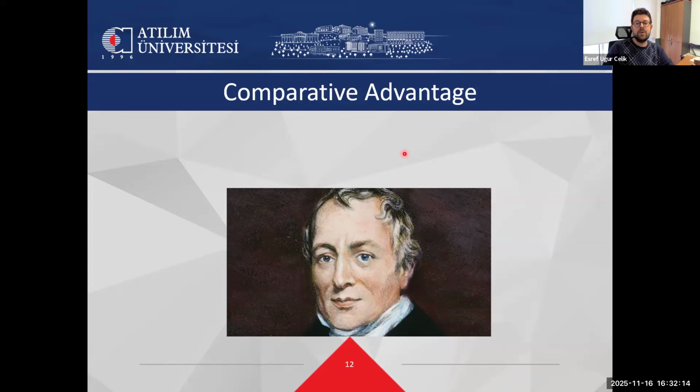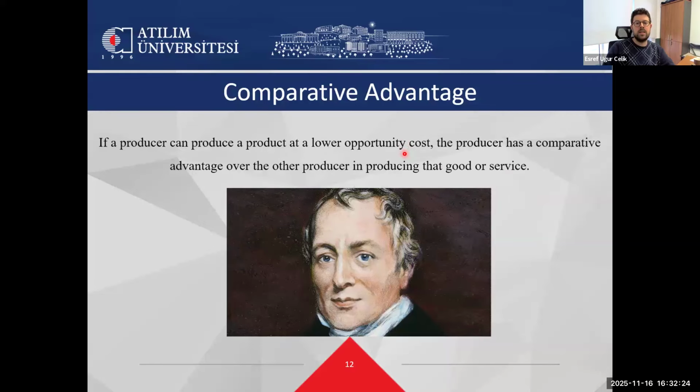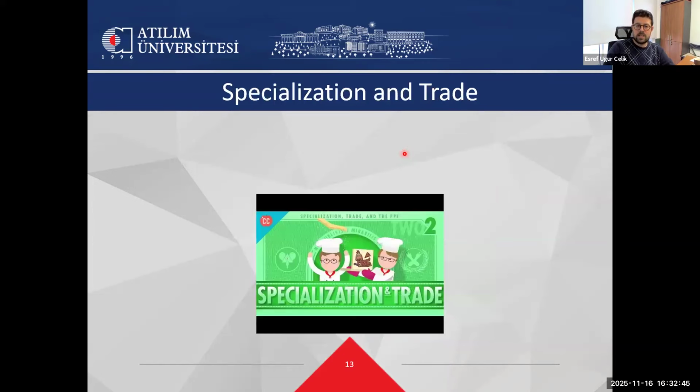And he said if a producer gets a lower opportunity cost for that good, the winner of lower opportunity cost gets the comparative advantage for that good. And David Ricardo said one more thing. If a producer gets a comparative advantage of a good, that producer also gets specialization and trade.